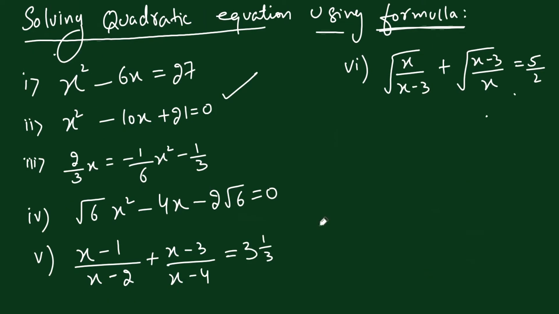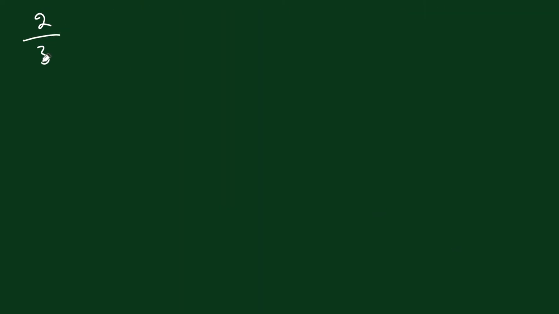Next one is 2 by 3x is equal to minus 1 by 6x square minus 1 by 3. So 2 by 3x is equal to minus 1 by 6x square minus 1 by 3. You can see you have denominators. Our general form of quadratic equation should not have denominators. See, first, how do we simplify it and make it look like the standard form of a quadratic equation?